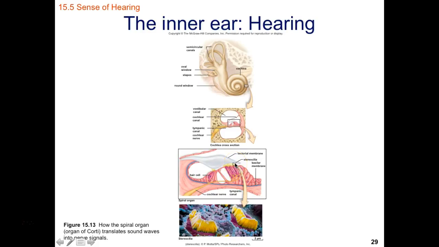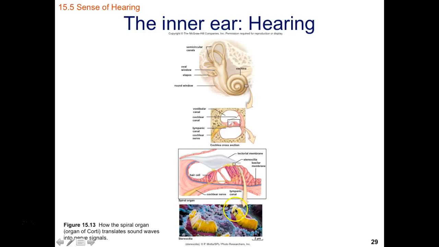Now when the information comes in through that fluid, it moves something called the tectorial membrane. That causes the hair cells to shift and move, and that information is then picked up by our sensory nerve, which is the cochlear nerve in this case, and that sends it over to the brain.